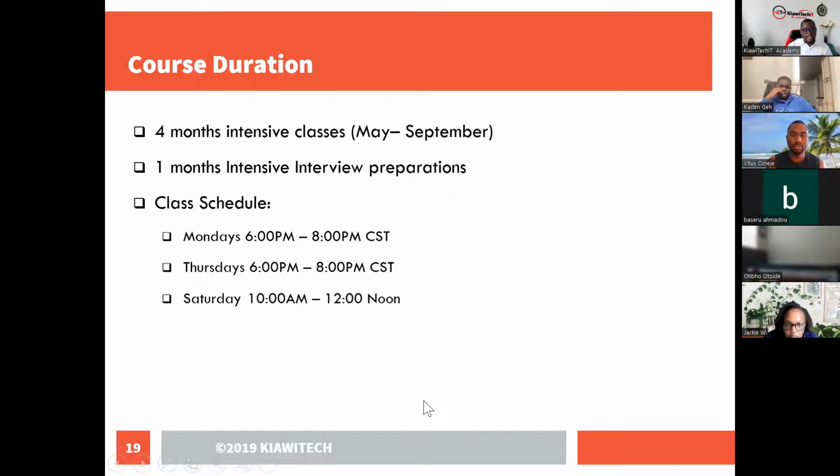This is the class schedule that we have for this training. Mondays, Thursdays and Saturdays. Now, Mondays and Thursdays are regular classes, and it's just 2 hours, right? So these classes go without any break. You go straight 2 hours, and before you notice, it's done. 2 hours is gone. Now, on Saturday, this is projects and revision.